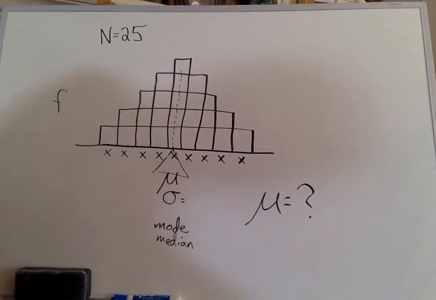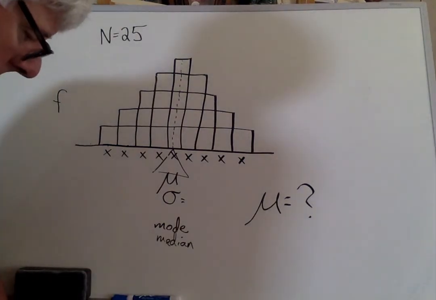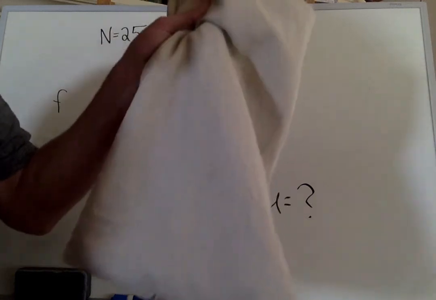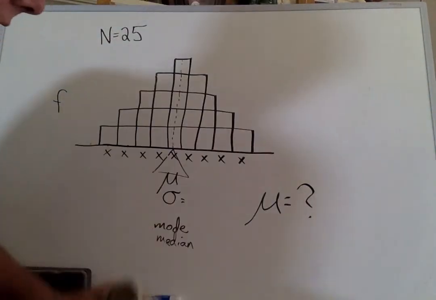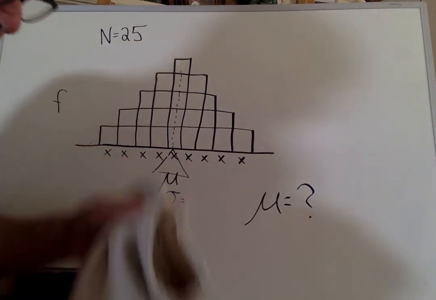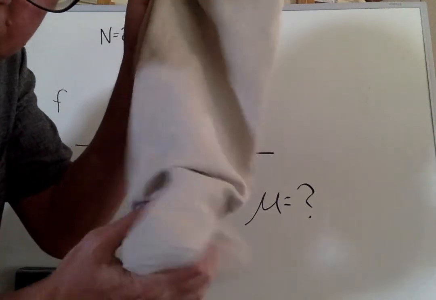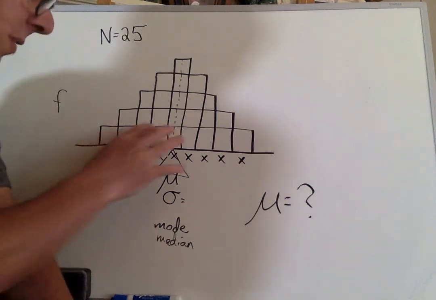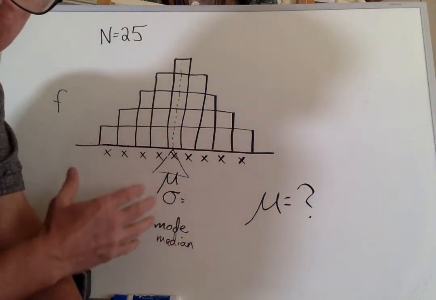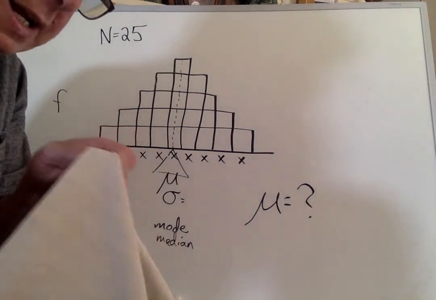So, here's what I want to do. I just happen to have another low-tech device here. It's a canvas bag, and this canvas bag is the population here. There are 25 wooden blocks in here. Each of the blocks has a number on it that corresponds to this distribution. So I'm going to go in and randomly choose.